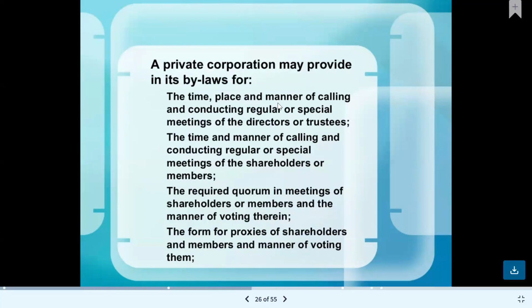The time, place, and manner of calling and conducting regular or special meetings of the shareholders or members, the required quorum in meetings of shareholders or members, and the manner of voting therein. Now, as to voting, if you will also allow proxies on behalf of the shareholders, you should indicate that in the ByLaws.